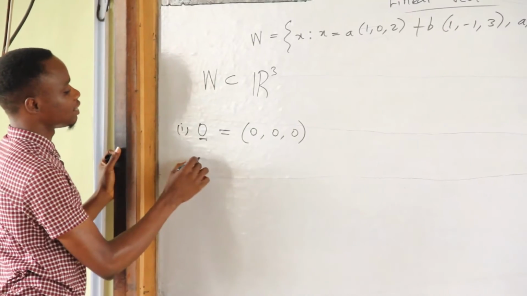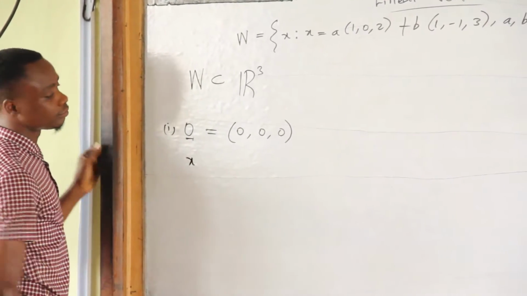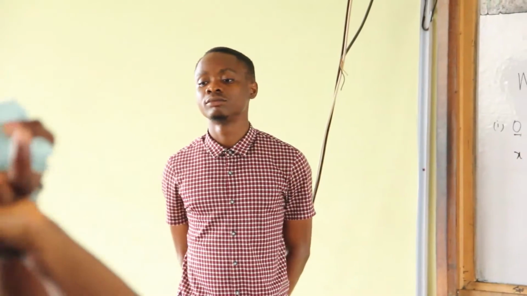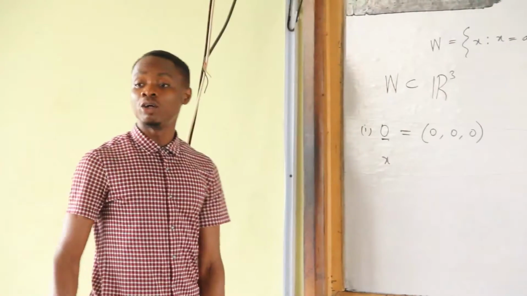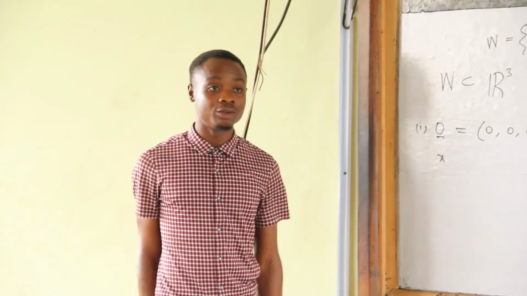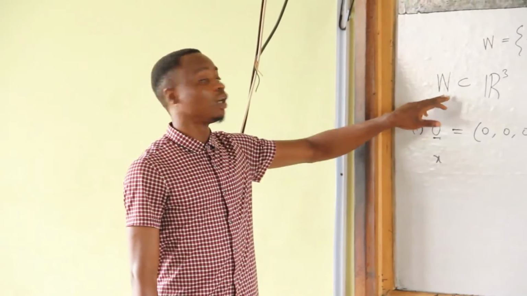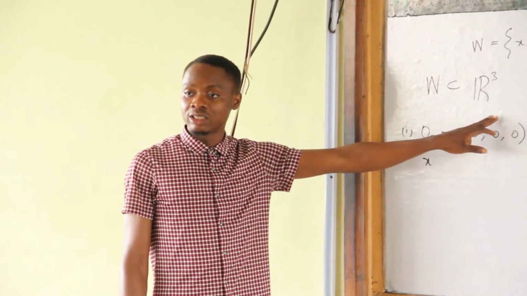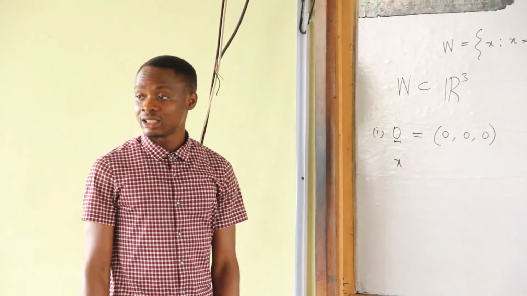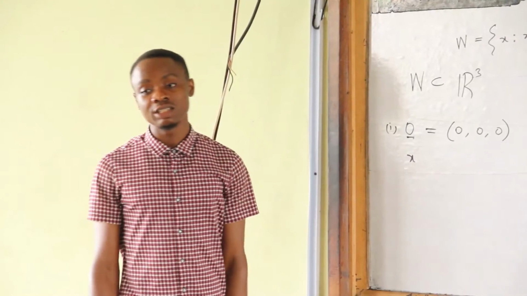What's the meaning of R3? That's three numbers. So what will be the zero element? That will be (0, 0, 0). So if W is a subspace of R3, it must contain this zero element. Does that make sense? That's what I want to find out: if it contains the zero element.